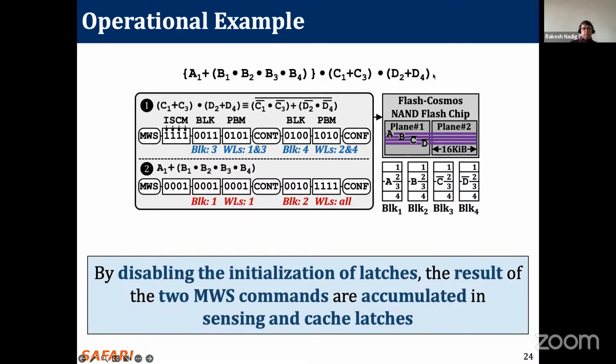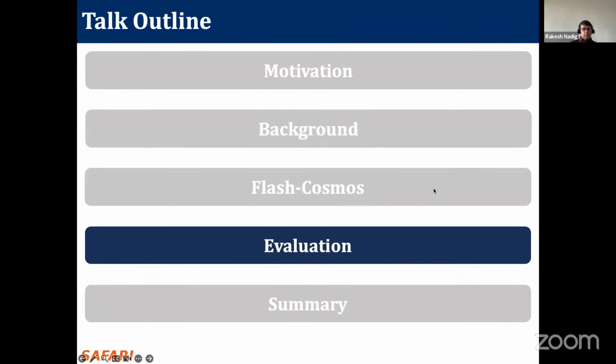And I forgot to mention why we prioritize bitwise AND operations. That is because the bitwise AND operation consumes less power in NAND flash chips compared to bitwise OR, which is reading across different blocks. So that is the reason why we prioritize bitwise AND. So that's about the key mechanisms that we have in Flash Cosmos.